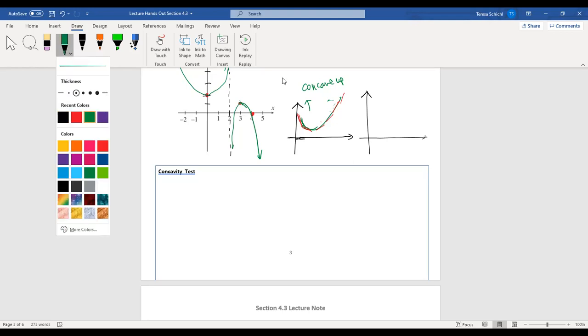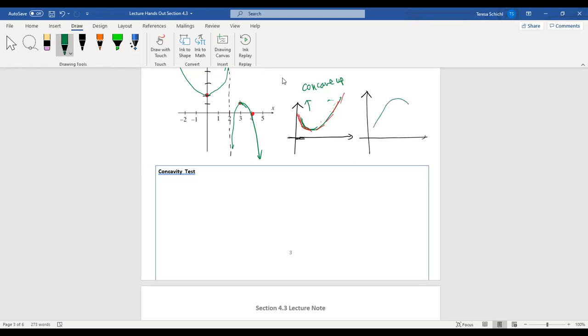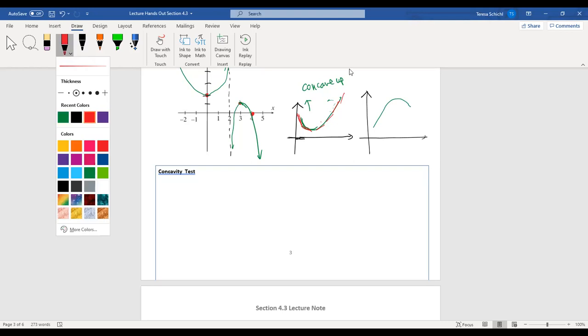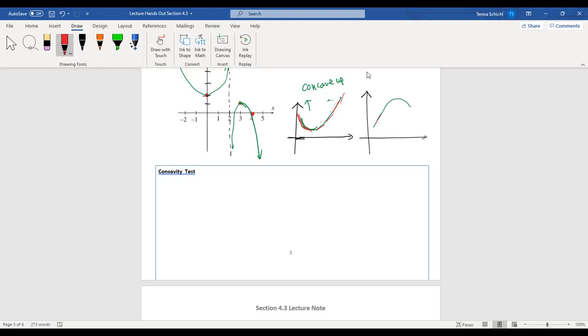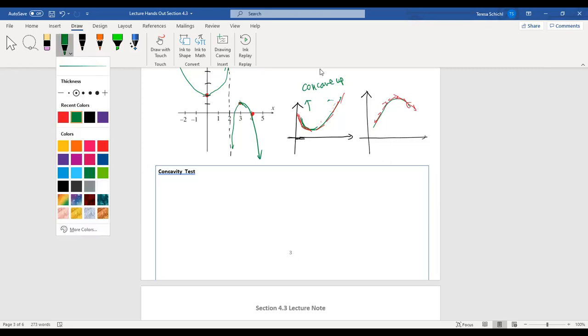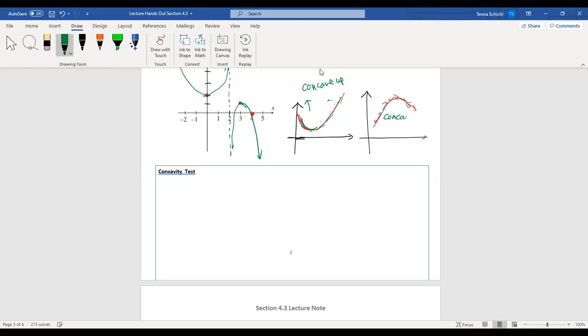In the same way, if I find another function like this one, we call this function concave down. That means if I find the tangent line along this function, you see this green function is all below your tangent line. So this type of function we call concave down.